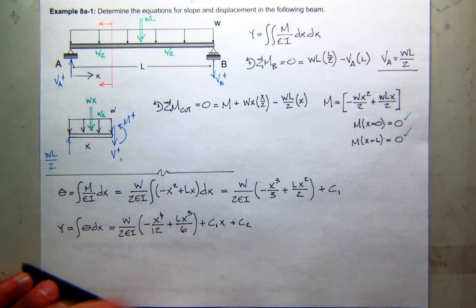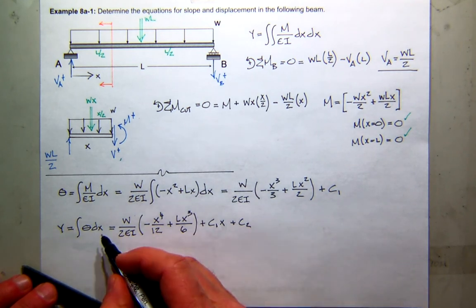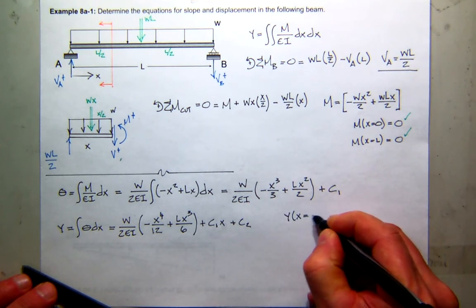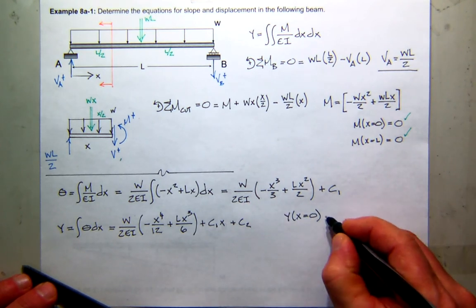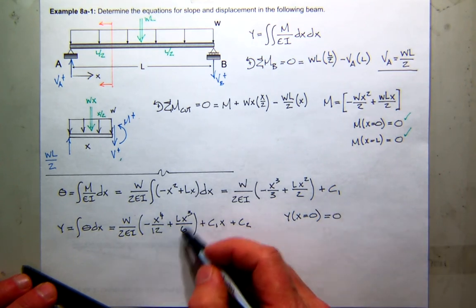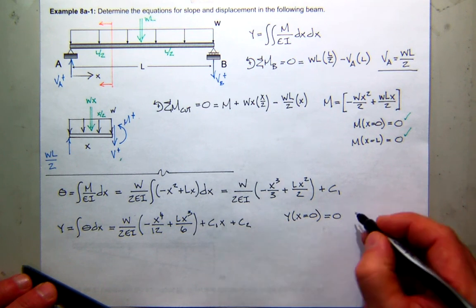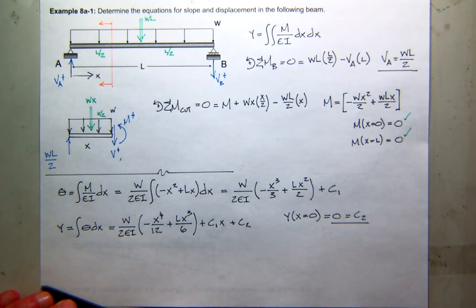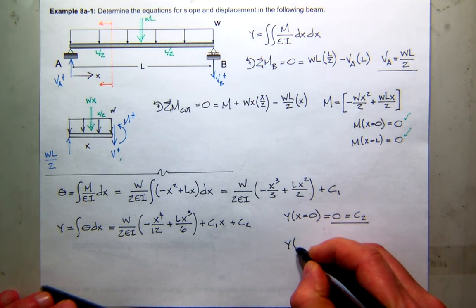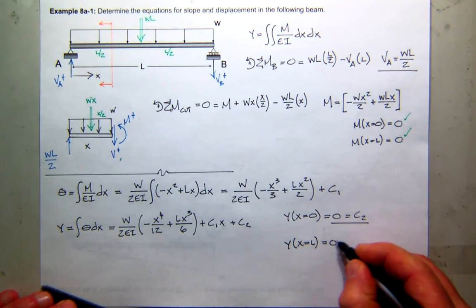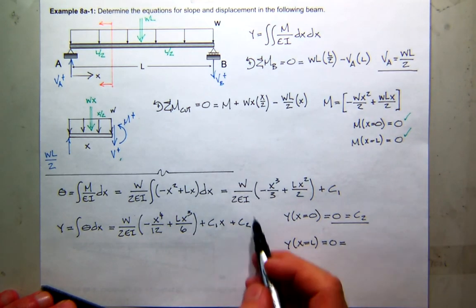Oh no, what am I going to do? Well, I have an equation for displacement, but I have two displacement constraints, right? I know that the displacement at x equals 0 is 0. So what if I put x equals 0 in here? 0, 0, 0. What am I left with? All I'm left with is C2. So C2 has to be 0. That wasn't too bad. I also know that the displacement at x equals L is also 0. So let's evaluate this at x equals L.